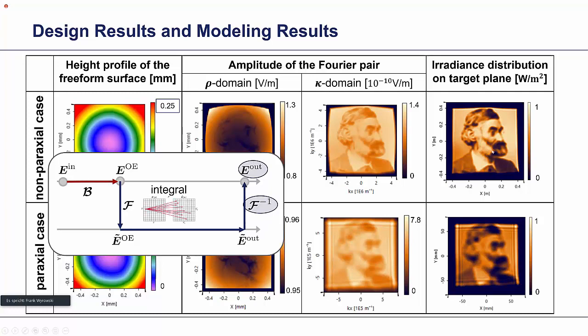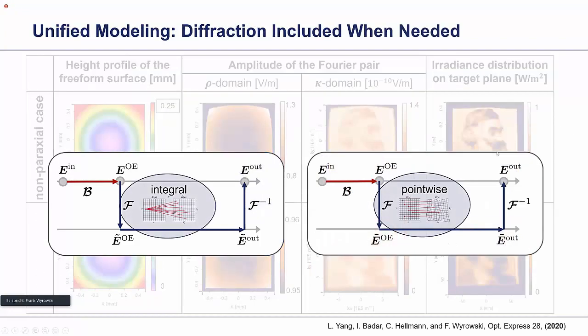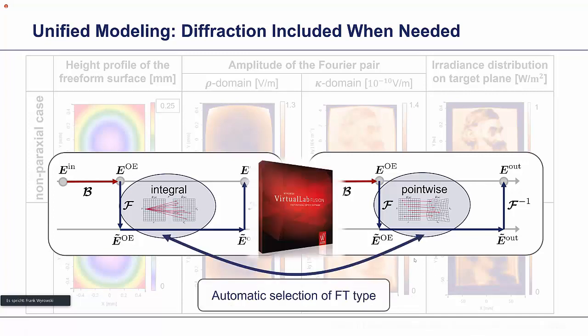That means, which is very nice, that just by switching the Fourier transform, it's a very easy process in modeling. You can get a full pointwise modeling, a super fast one, or still a very fast one with the integral Fourier transform because of FFT. And in our software, we have an automatic selection of the Fourier transform type. You don't even need to care about it. Our software is doing it automatically. Or you can do it customized and enforce things when you like.